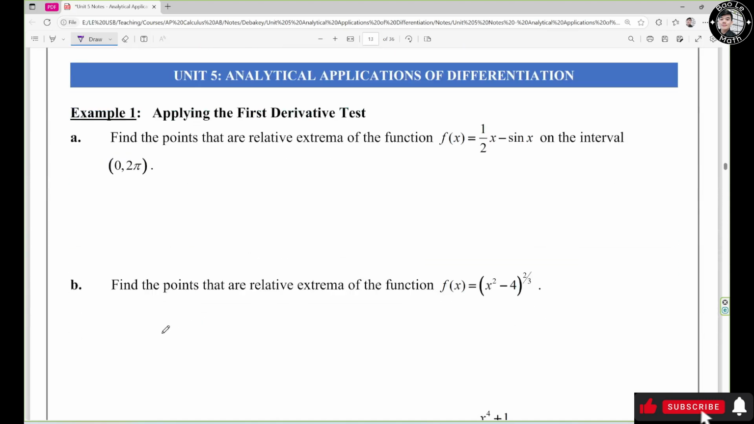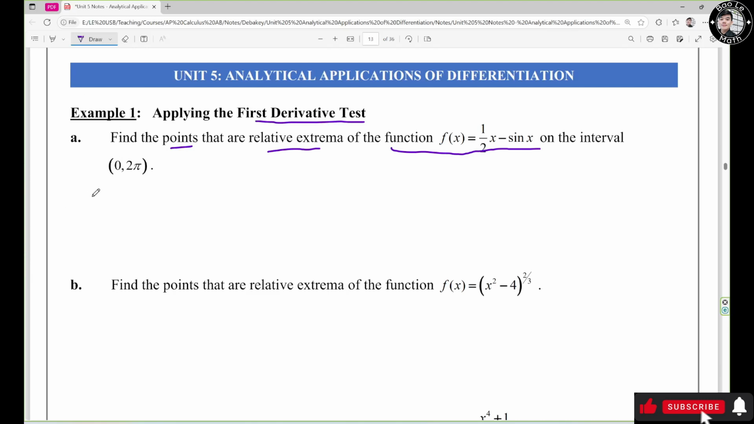Now let's take a look at the first example. Apply the first derivative test. A. Find the points that are relative extrema of the function f of x equals 1/2 x minus sin x on the interval 0 to 2 pi.